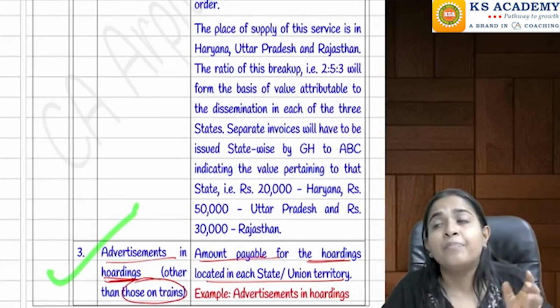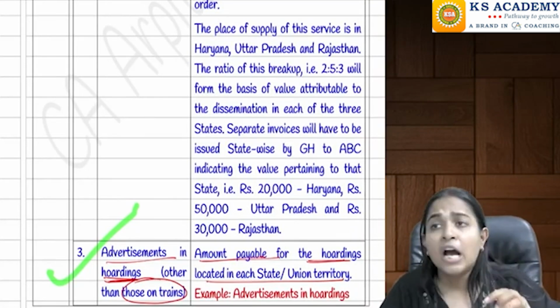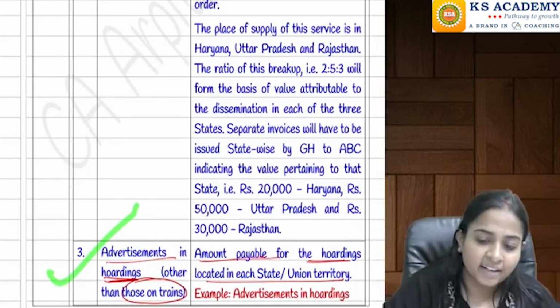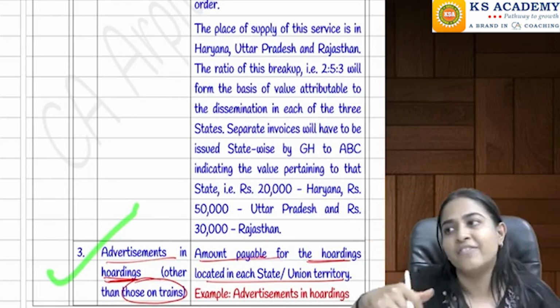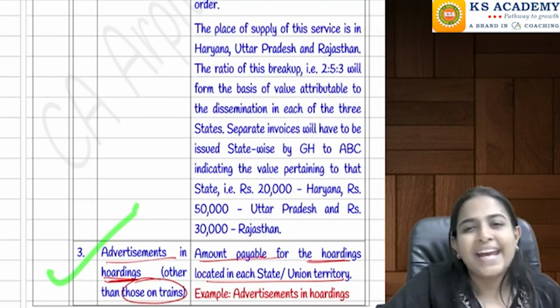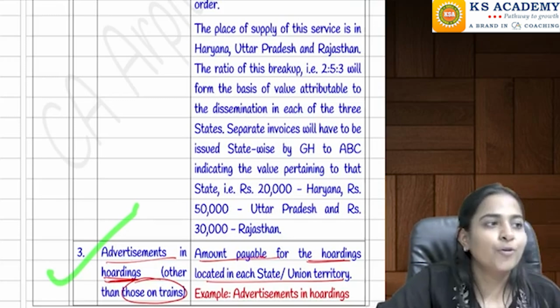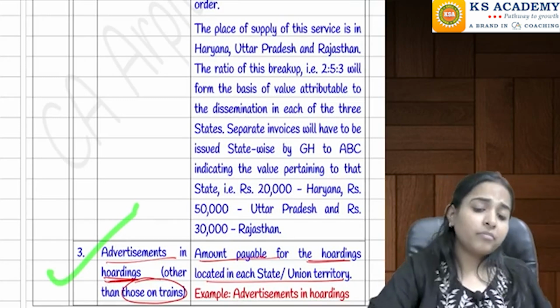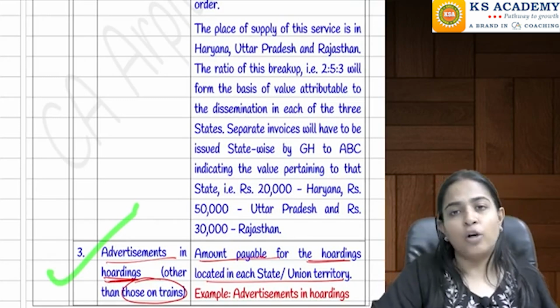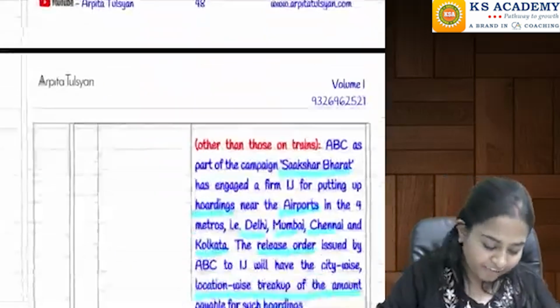Okay, example, a big hoarding outside the railway station, a big hoarding outside the airport, a big hoarding on the highway, etc. Then in that case, again here also, can we say we would have put hoardings in multiple states also? If it is in one state, then no problem. Then no need to refer to the rule also. Rule we have to refer only when multiple states are involved. So the amount will be divided on the basis of amount payable for hoardings of different states.